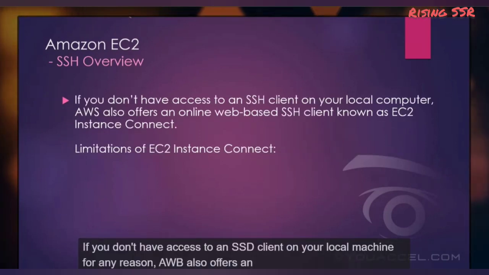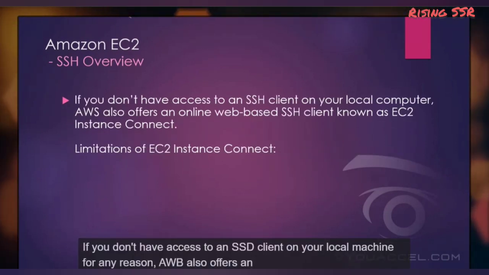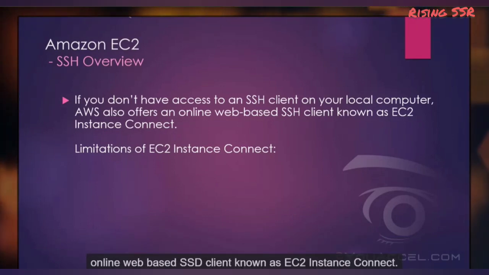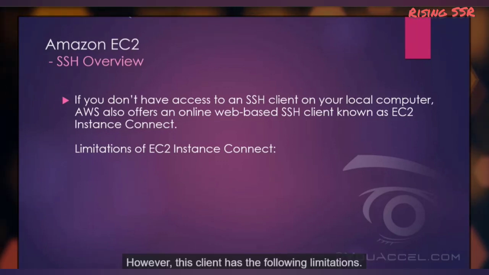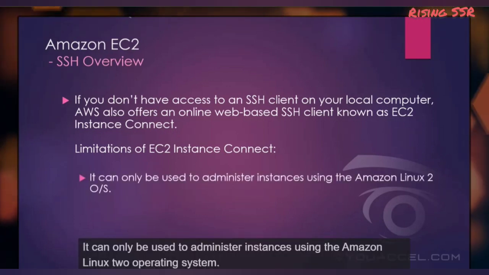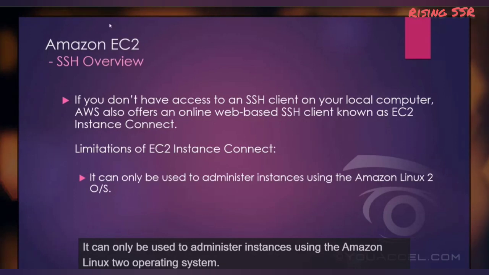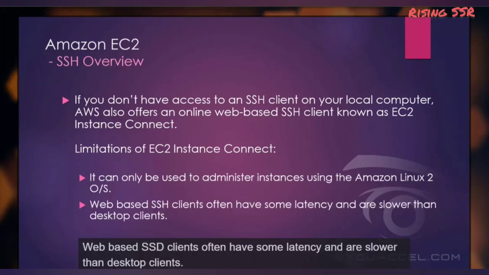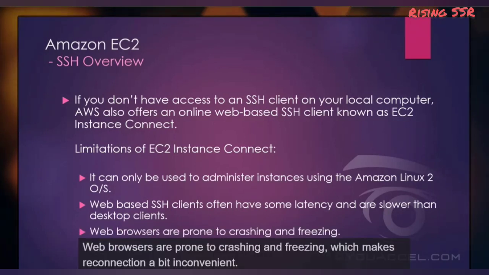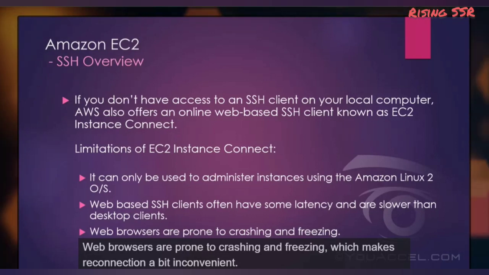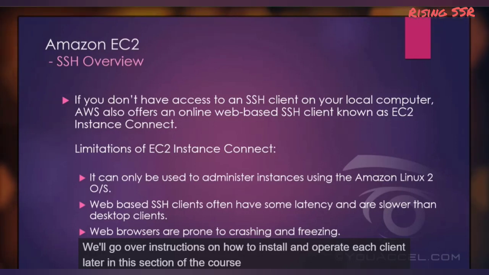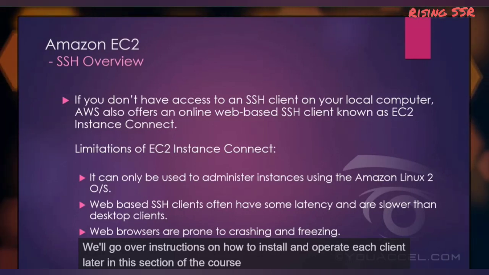If you don't have access to an SSH client on your local machine for any reason, AWS also offers an online web-based SSH client known as EC2 Instance Connect. However, this client has the following limitations. It can only be used to administer instances using the Amazon Linux 2 operating system. Web-based SSH clients often have some latency and are slower than desktop clients. Web browsers are prone to crashing and freezing, which makes reconnection a bit inconvenient. We'll go over instructions on how to install and operate each client later in this section of the course.